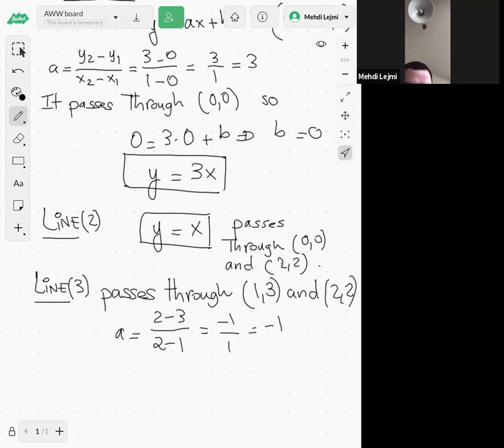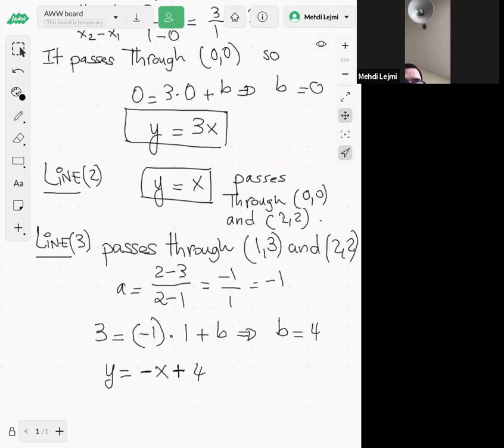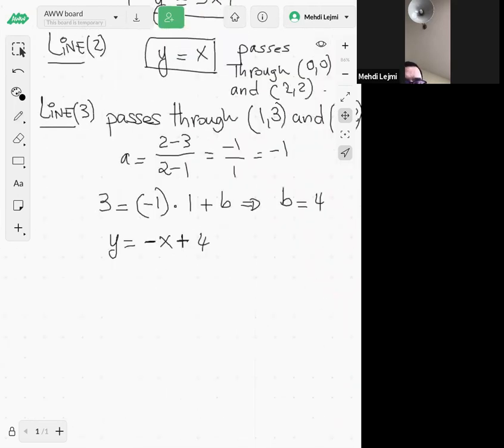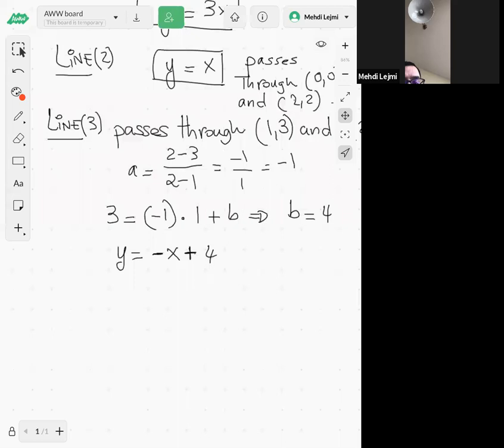Let's say y is equal to the slope times x plus b, so 3 equals -1 times 1 plus b. So then b is equal to 4. Okay, so the equation of line 3 is y equals -x plus 4. You want to check the answer, of course. If x is 1, then y is 3. If x is 2, then y is 2. Okay, so it's correct. Now the bounds. Be careful here with the bounds.